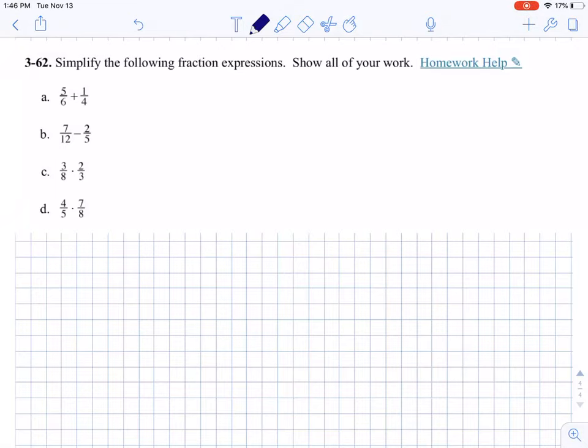Okay, so this is showing the difference between multiplying, adding, and subtracting. For adding and subtracting, you have to have common denominators. For multiplying, you do not. So let's start with A.